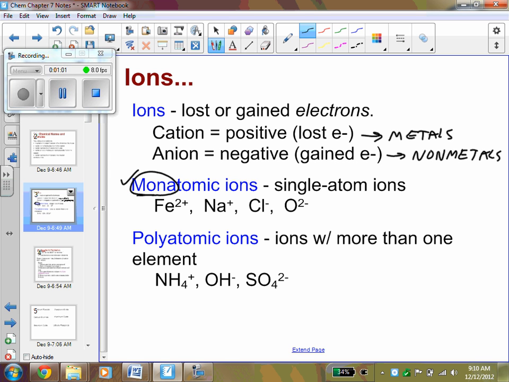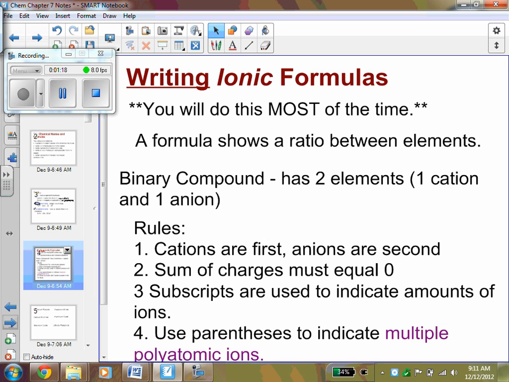I just mentioned the word monatomic. Mono means one, so these are single atom ions, and there are some examples there: Fe2+, Na+, Cl-, and so on. Polyatomic is an ion that has more than one element, and again, those are some examples there. Next, writing ionic formulas.